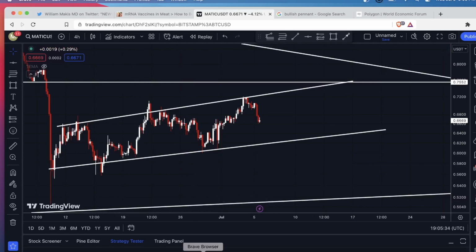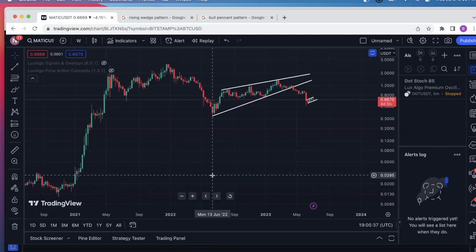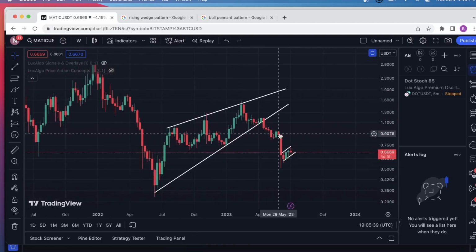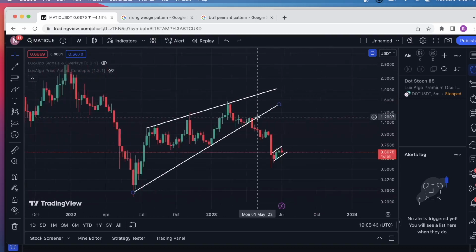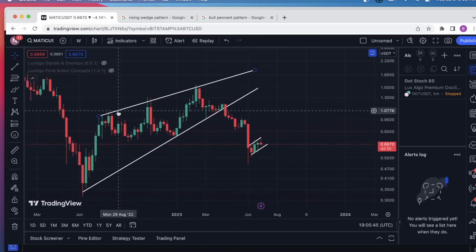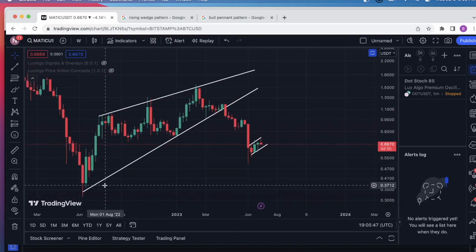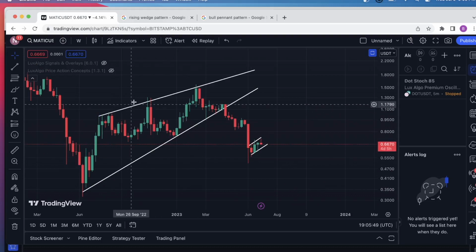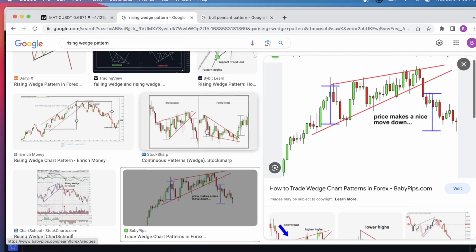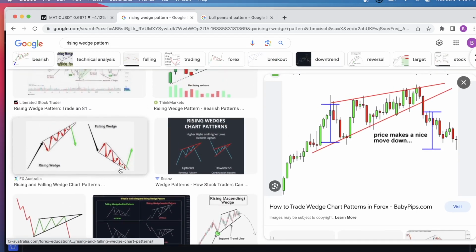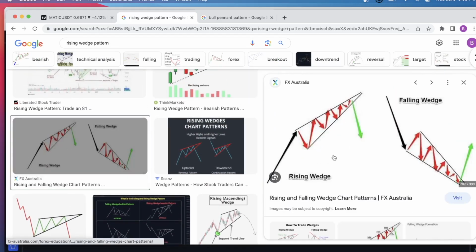I'm going to change the chart now, and here is what we formed. I don't have the larger bull pennant marked out, but here I noticed what happened. This breakdown is called a rising wedge. If you're not familiar with the rising wedge, here's basically what it looks like. In an uptrend, you'll form this sort of pattern, and it most likely breaks down.